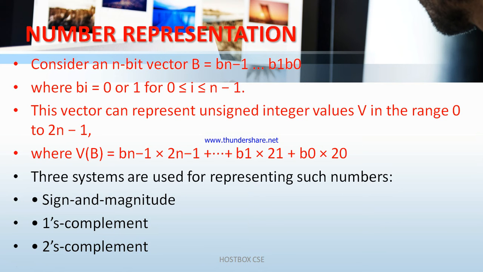Now, number representation. Consider an n-bit vector b equal to b(n-1) and so on, followed by b1, b0, where each b(i) is equal to 0 or 1 for 0 less than or equal to i less than or equal to n-1. This vector can represent unsigned integer values V in the range 0 to 2^n - 1, where V(b) is equal to b(n-1) x 2^(n-1) plus and so on, plus b1 x 2^1 plus b0 x 2^0. There are three systems used for representing such numbers: sign and magnitude, 1's complement and 2's complement. Why do we need these? Because the computer has the capability to store millions and millions of pieces of information. However much information you give, it never says no storage space; it takes it, performs the operation, and at last gives you the result.